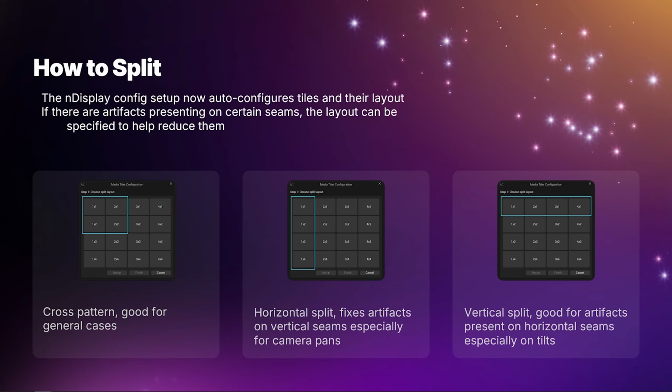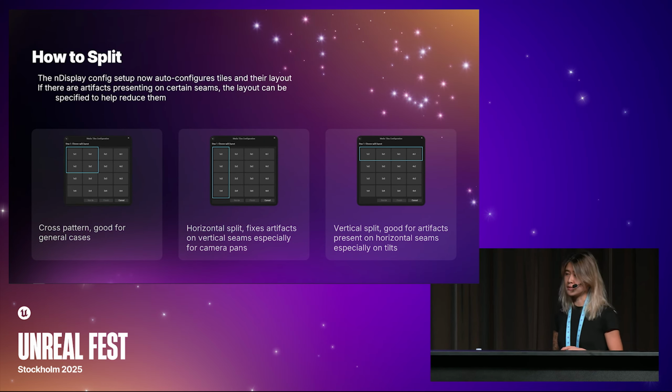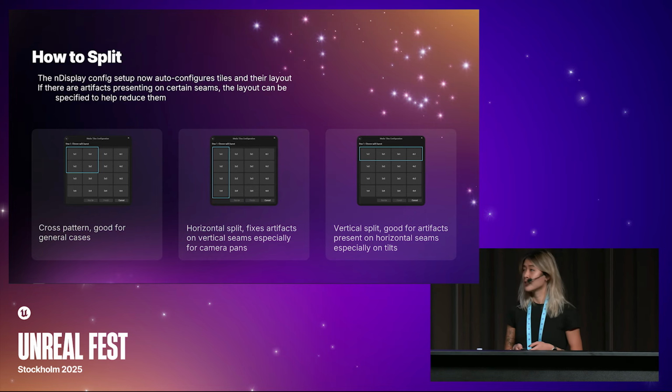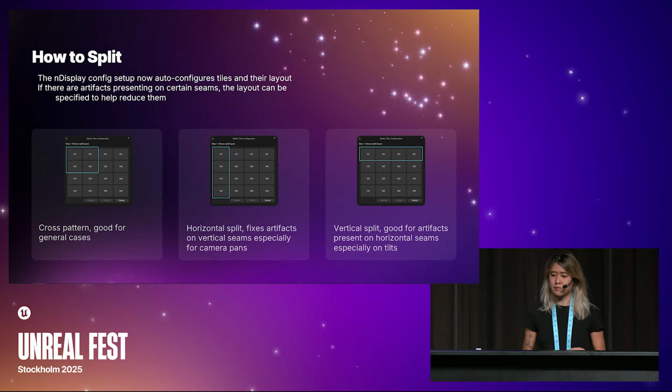So how do we split it? I think the most common configuration if you're doing 4 tiles is just to split it in a cross, which makes sense. But you can also split it in different directions if, say, you're seeing artifacts, depending on your camera move. If you're doing a horizontal split, you can fix issues on vertical seams, especially if your camera's panning. Because it's moving along the same direction as the seams, you won't see those as prominently. Or the same for a vertical split for horizontal seams.